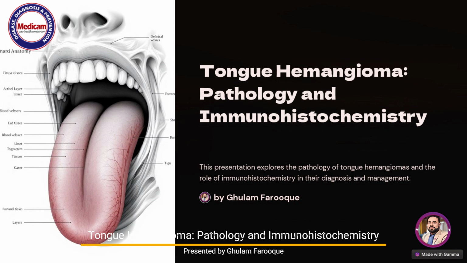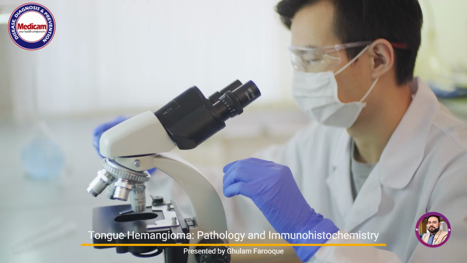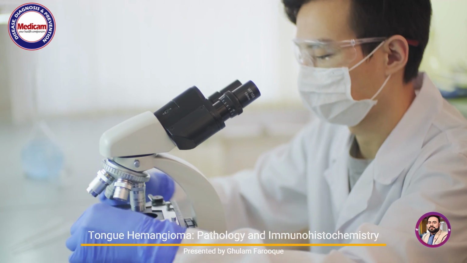ERG/FLI1 may also be used to highlight endothelial nuclei. IHC aids in differentiating hemangiomas from malignant or lymphatic lesions. Epidemiology studies the distribution, patterns, and determinants of diseases in populations. It identifies risk factors, disease prevalence, and outbreaks, aiding in public health planning and prevention strategies.